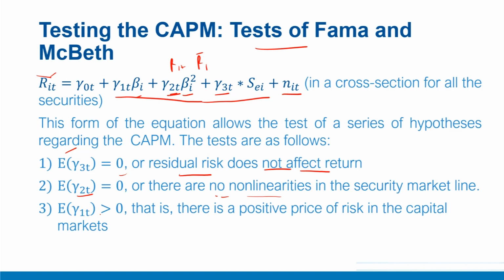Lastly, we also assume that this gamma 1t is positive and significant. That means there is a statistically strong relationship between beta i, that is the market risk or systematic risk measure, and returns. So if that is true, or some kind of equilibrium model like standard CAPM or zero beta CAPM holds, then this gamma 1t is greater than 0 in a statistically significant manner.